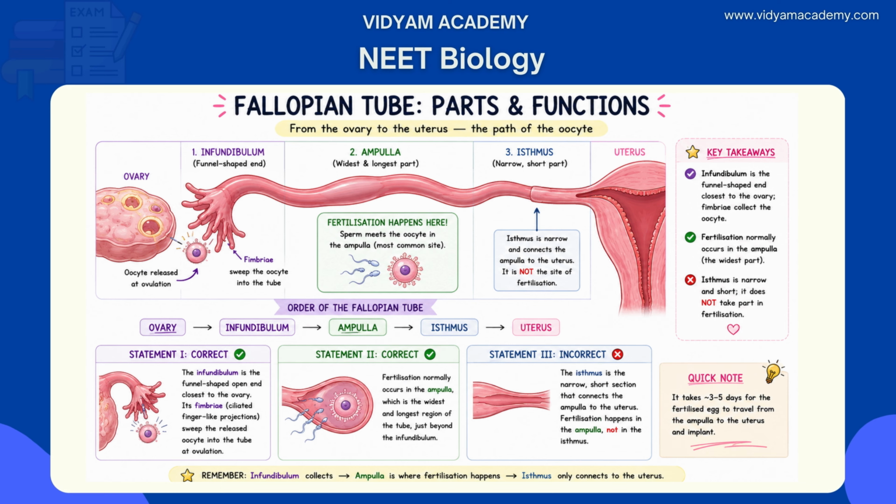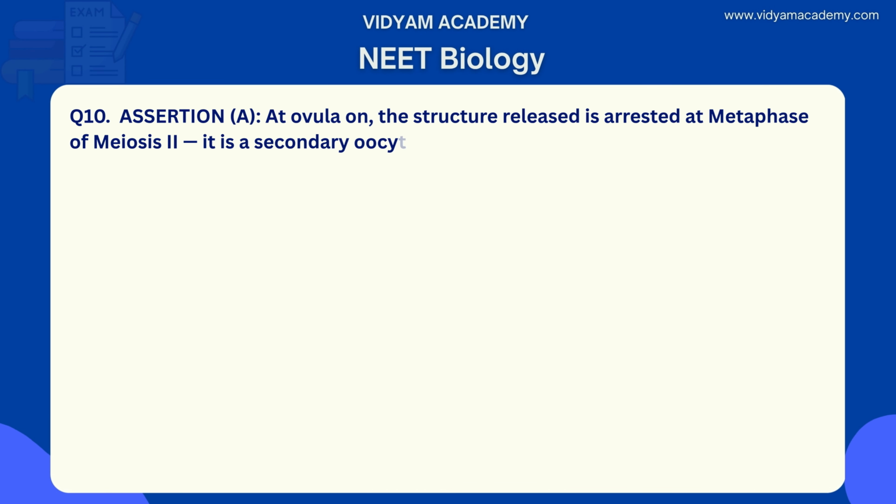Statement 3 is false for two reasons. First, the isthmus is the narrow, short section of the tube that connects the ampulla to the uterus. It is not wide or dilated. Second, fertilization happens in the ampulla, not in the isthmus. So since only statements 1 and 2 are correct and statement 3 contains a clear factual error, option B is the correct answer. The regional order of the fallopian tube from ovary to uterus is infundibulum, ampulla, isthmus and uterus. Next, let's move to question number 10.